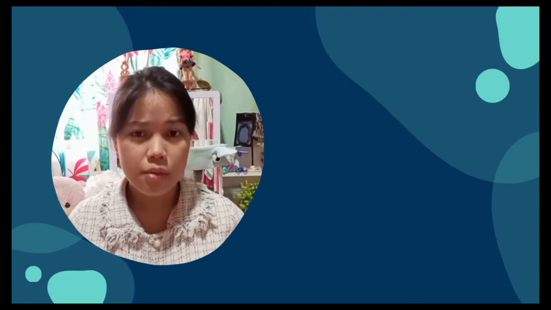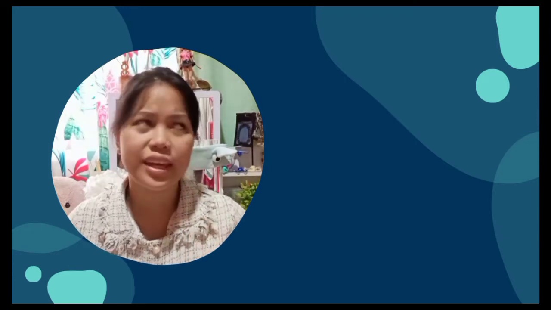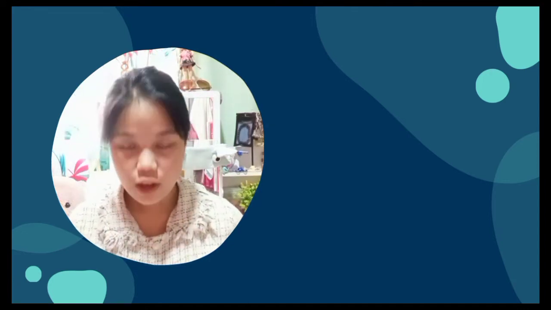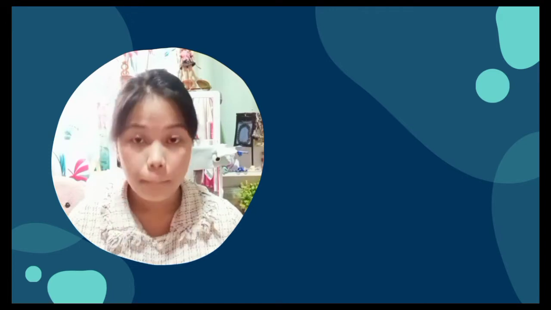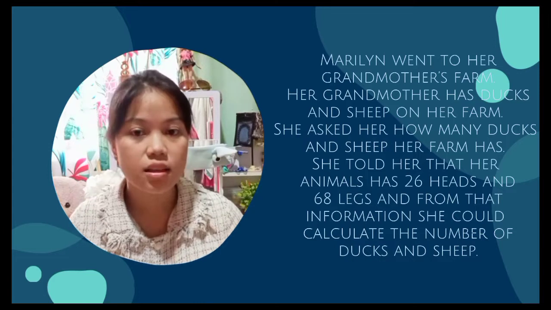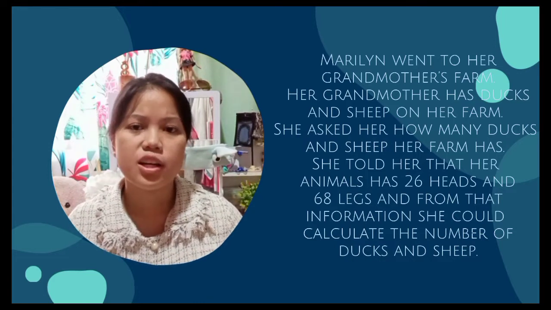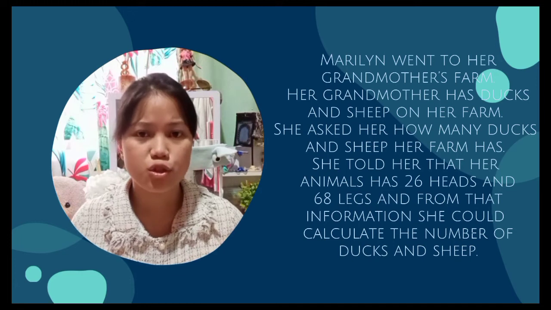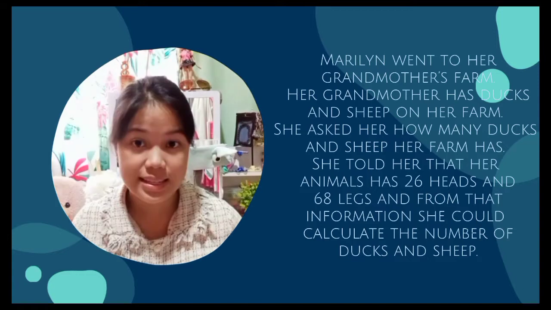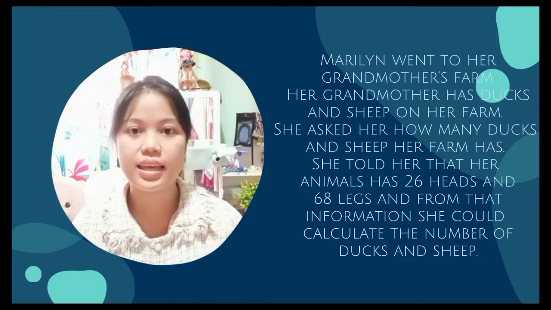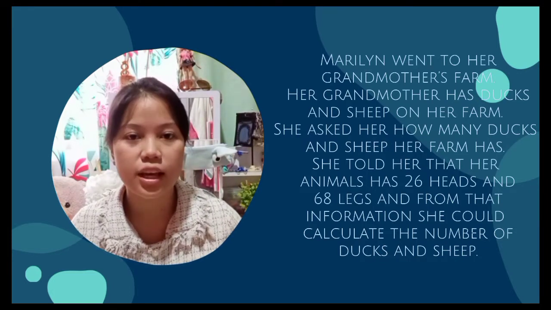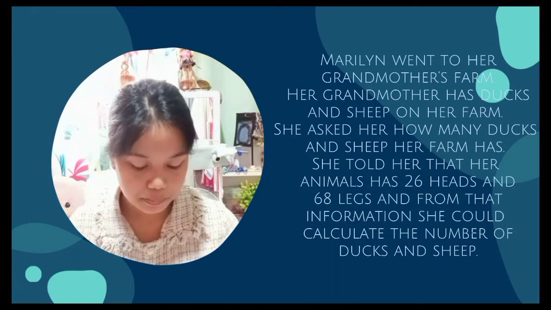Do you want another problem? Of course, I know you love solving and analyzing dilemmas. So, okay, the problem is: Marilyn went to her grandmother's farm. Her grandmother has ducks and sheep on her farm. She asked her how many ducks and sheep her farm has. She told her that her animals have 26 heads and 68 legs, and from that information she could calculate the number of ducks and sheep.